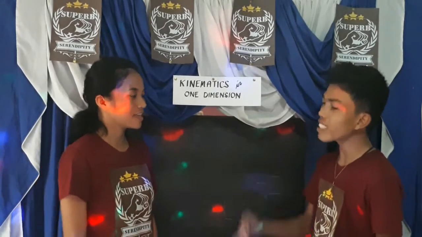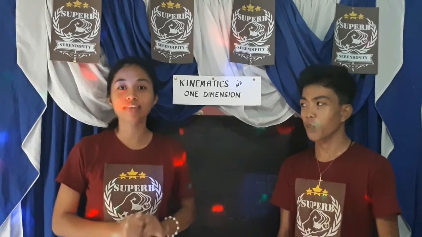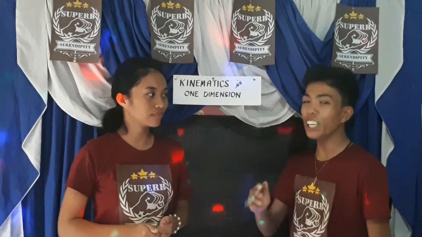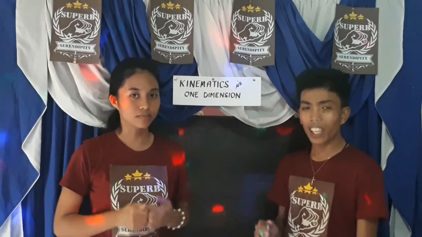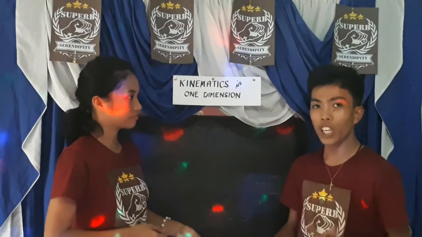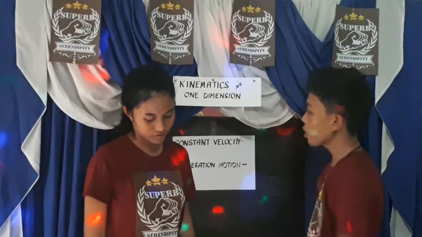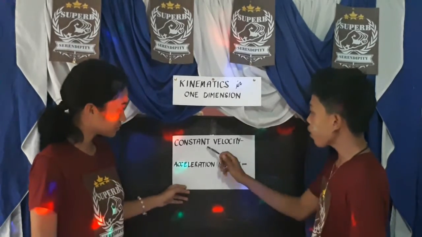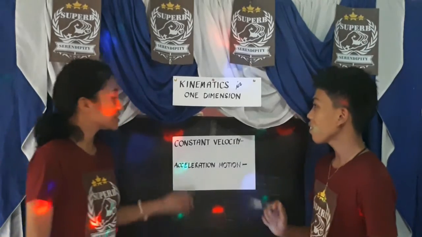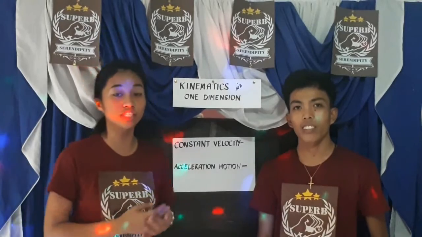So what is kinematics? Kinematics is a branch of dynamics that deals with the aspect of motion of a certain object. Take note, it is only the motion of a certain object. Kinematics in one dimension contains the concept of constant velocity and acceleration of motion. Velocity is the quickness of motion of a certain object, while acceleration is the rate at which the speed of a moving object changes over time.